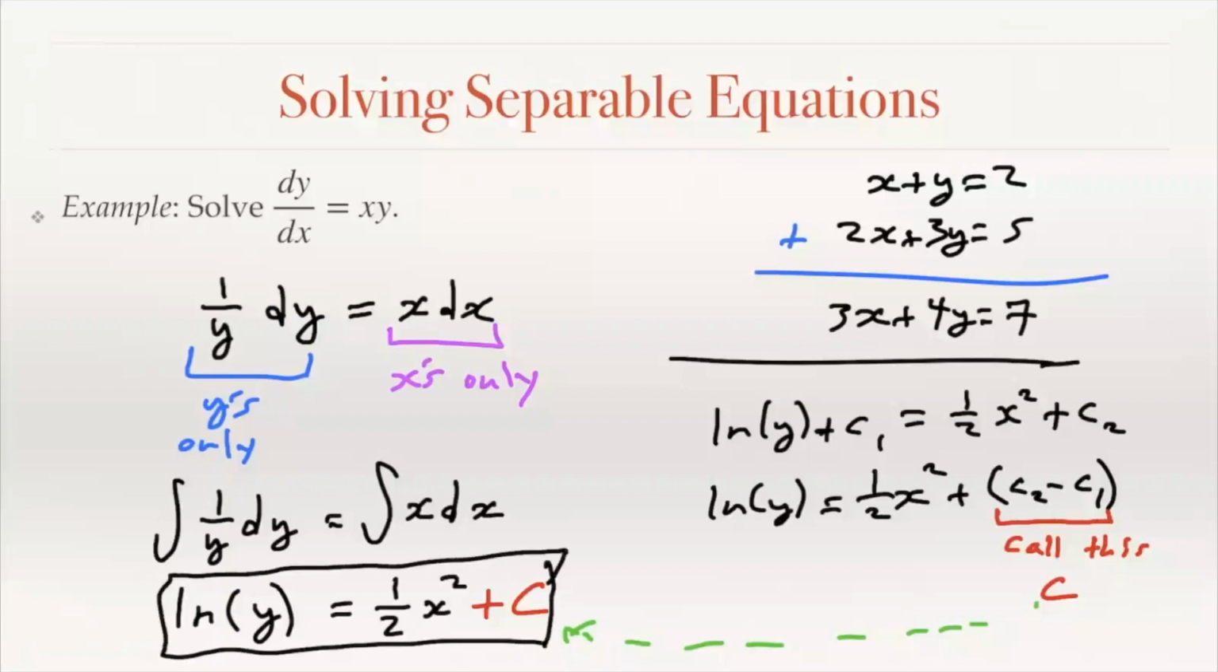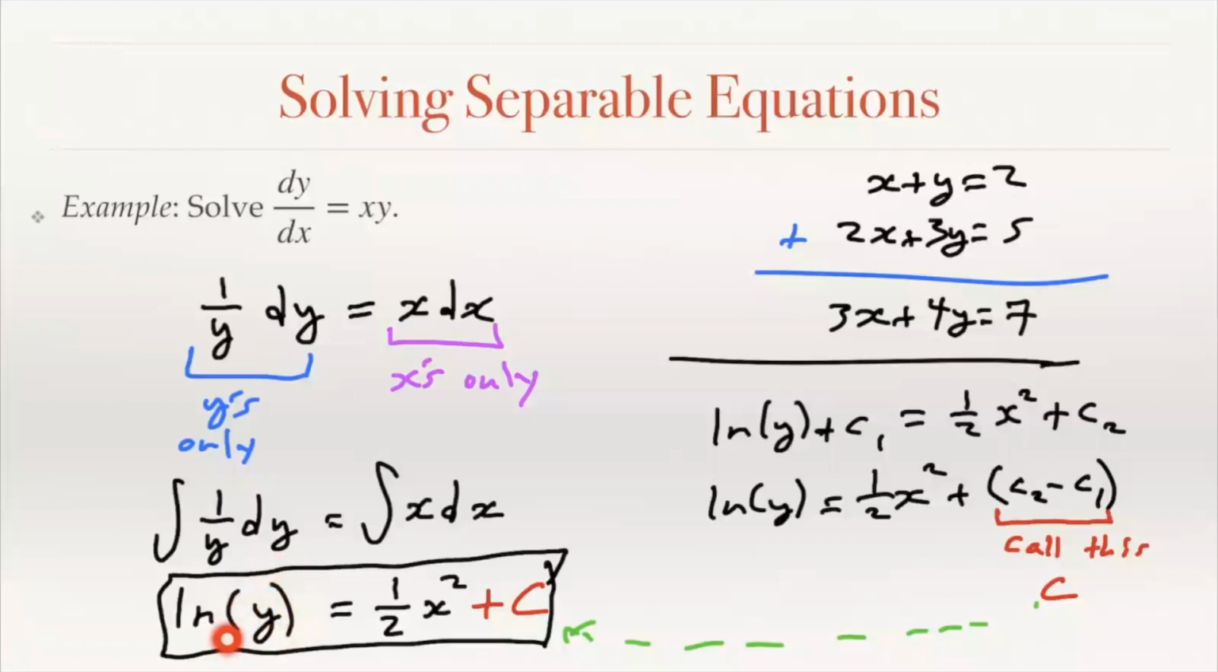And that's the solution. That's all there is to it. You separate, integrate both sides, and you have your solution. That is an implicit solution, but an implicit solution is a solution. Often, though, we'll want explicit solutions. So getting an explicit solution is just a matter of solving for y.